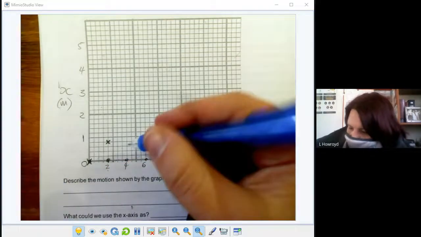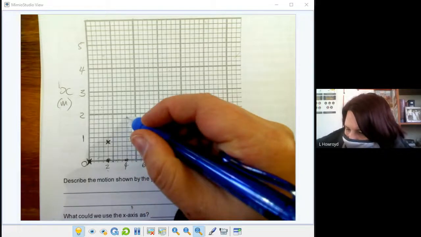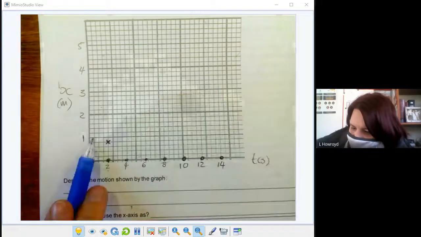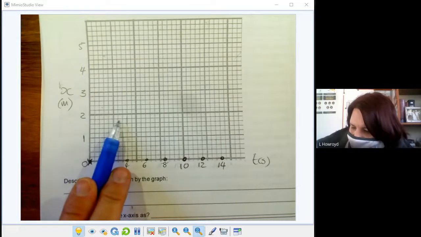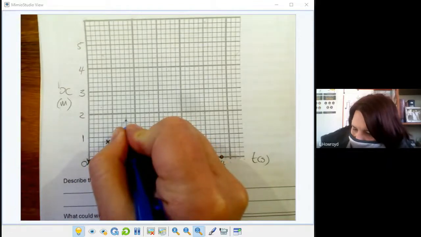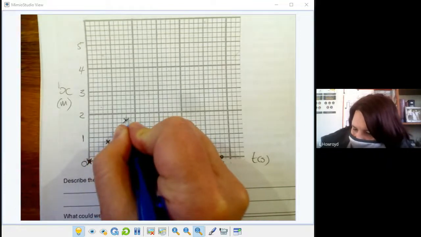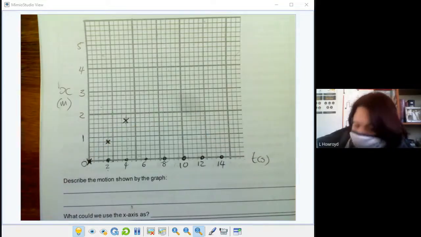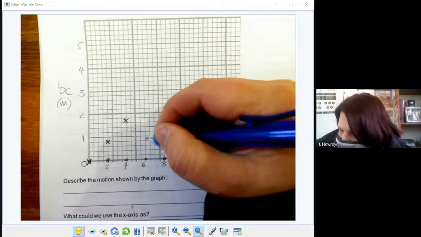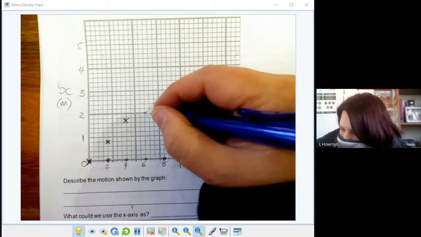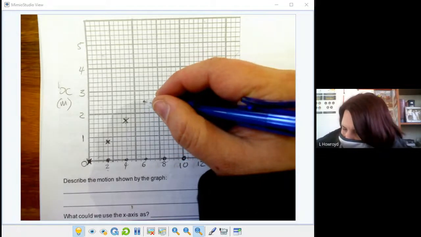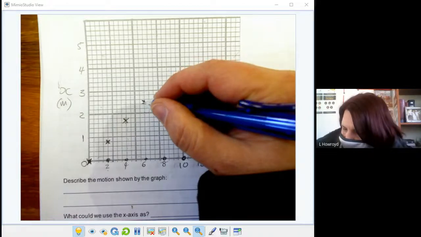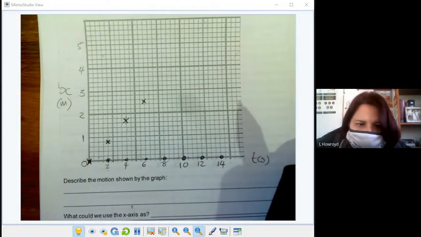Okay, 4 and 1.7. So 4 is over here somewhere. So remember, this is 1.2, 1.4, 1.6, 1.8. So it's halfway through that one. Okay, a nice little dot with a cross. Okay, 6 and 2.5 is 2, 2.2, 2.4, 2.5. Am I right? Please just double check that I'm okay.